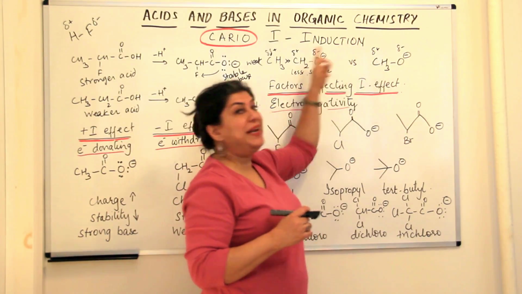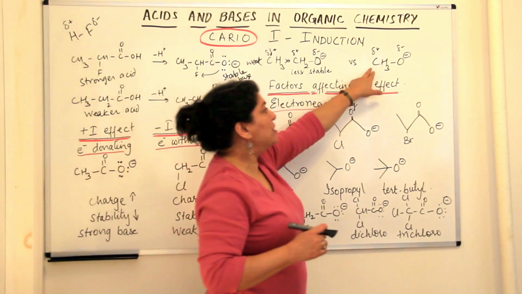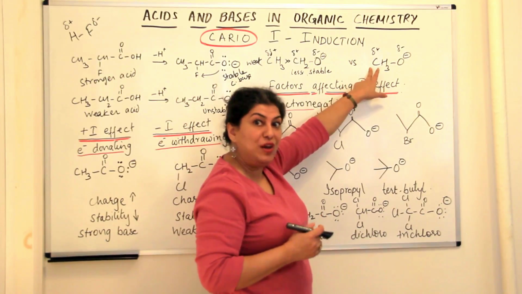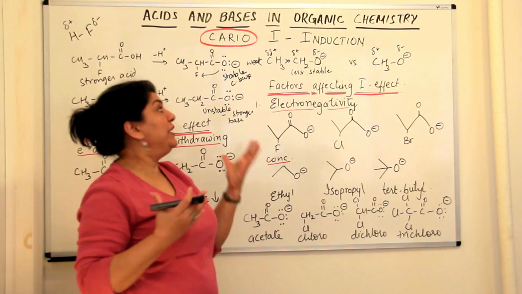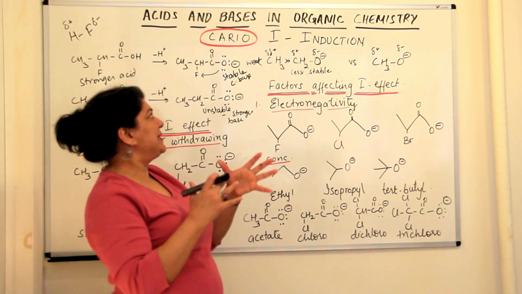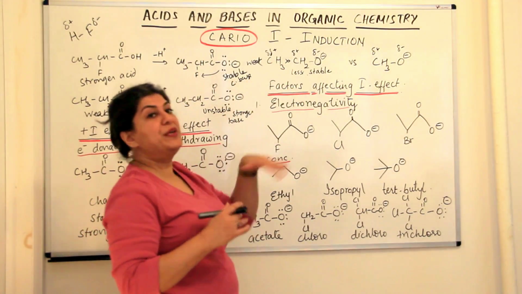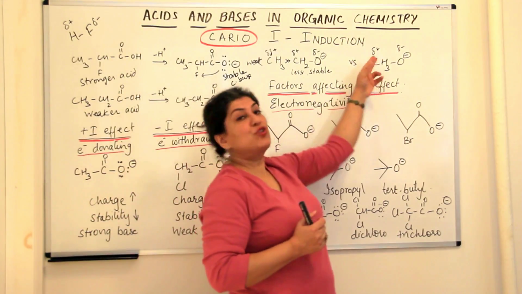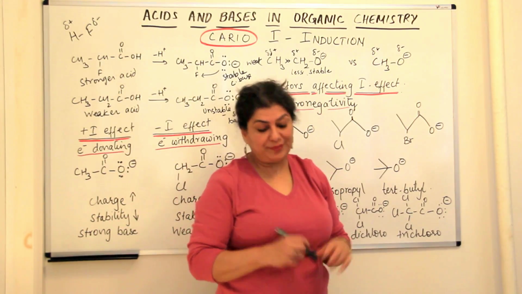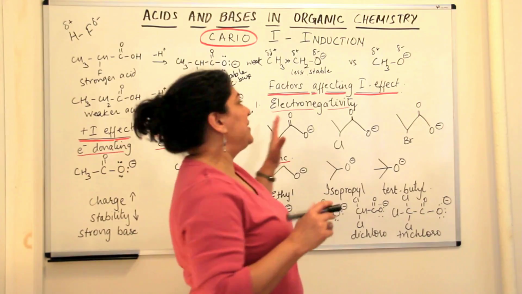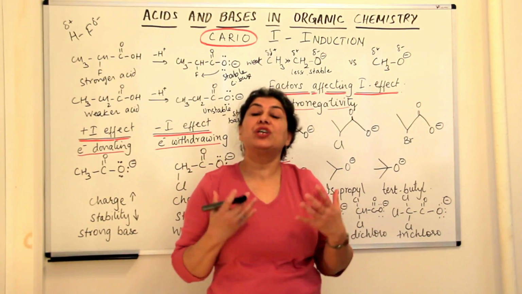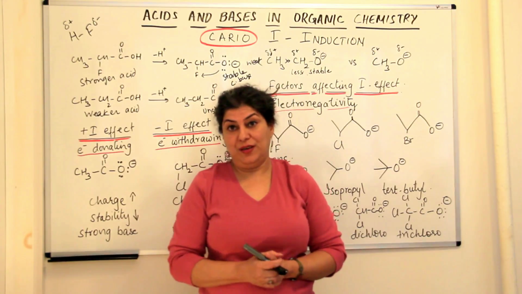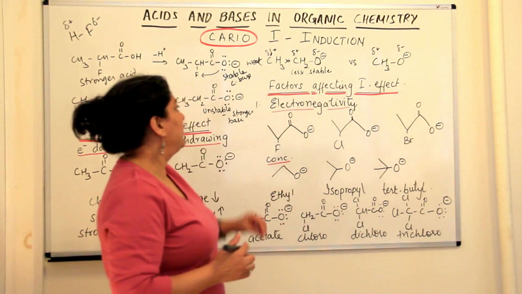So the corresponding acid, this one would be a stronger acid, that is methanol would be a stronger acid compared to ethanol. Ethanol would be a weaker acid because the plus I effect of the ethyl group is more than the plus I effect of the methyl group. Right? So now, after having understood this, let us see what are the factors which affect this inductive effect.